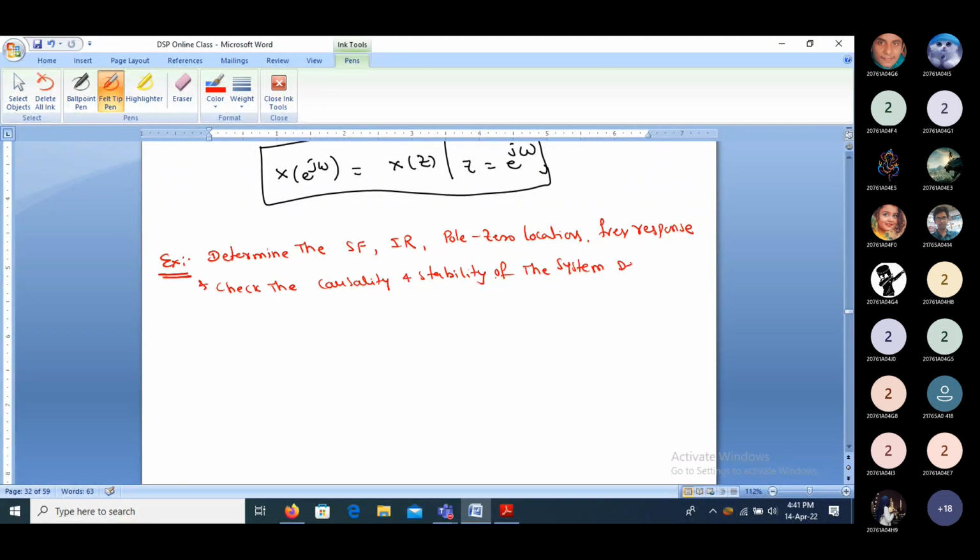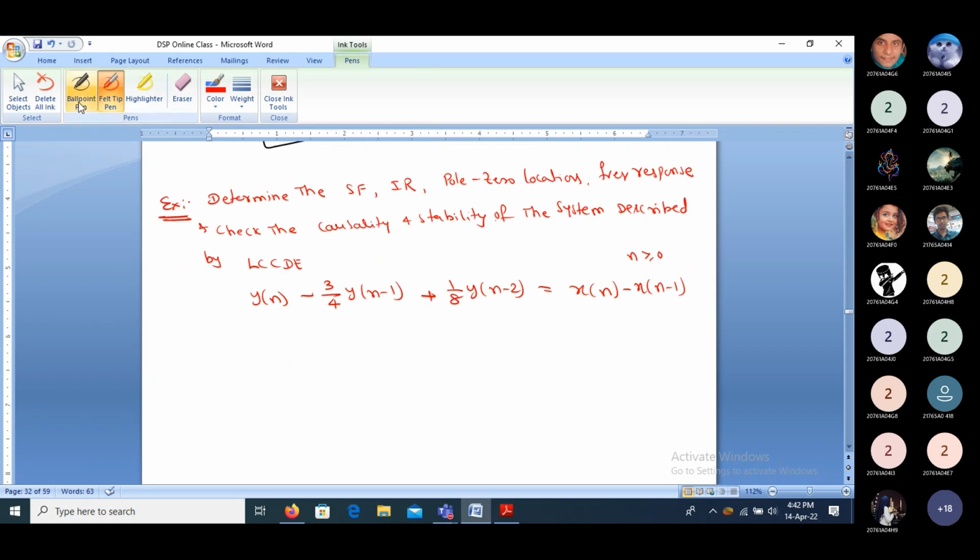described by the difference equation LCCDE: y of n minus 3 by 4 into y of n minus 1 plus 1 by 8 into y of n minus 2 is equal to x of n minus x of n minus 1, for n greater than or equal to 0. What is the meaning of n greater than or equal to 0? Causal signal, causal system. Okay, so this is equation one.